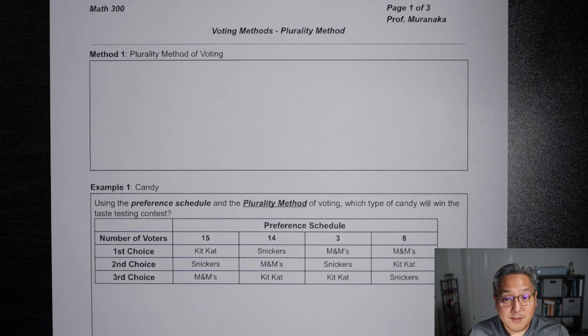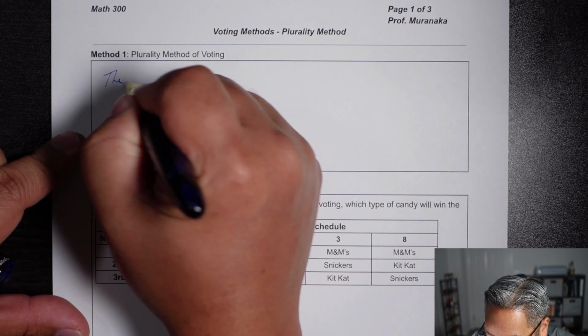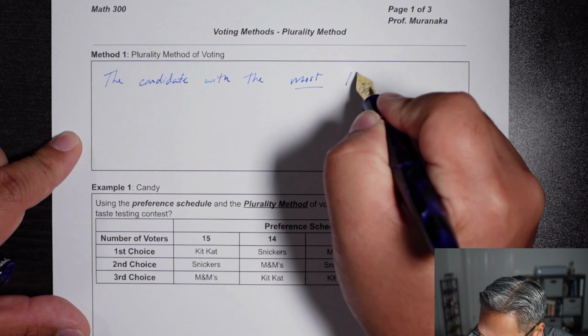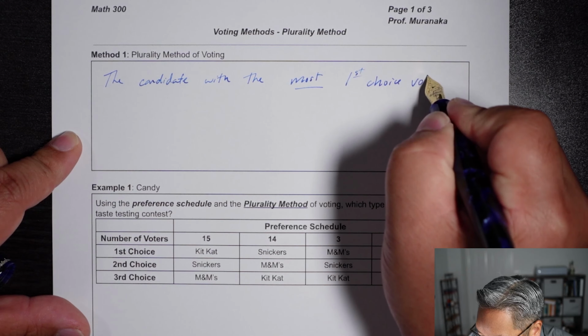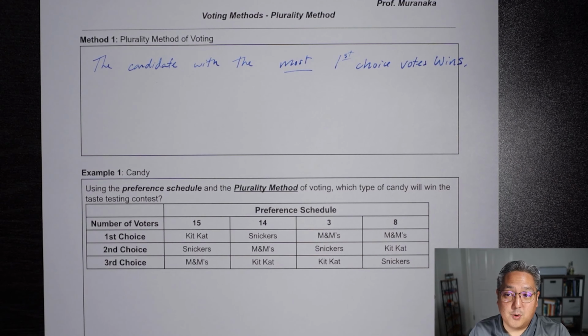So the plurality method, or sort of the popular vote, is really simple. Basically, all we're doing is looking at the option, the candidate, the choice that had the most first choice votes. So I'll just say it with the candidate: the candidate with the most first choice votes wins. So whoever has the most first choice votes is going to win. All we have to do is count out how many first choice votes each candidate received, okay?